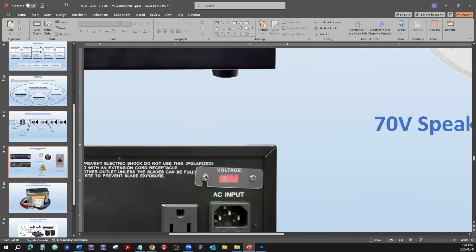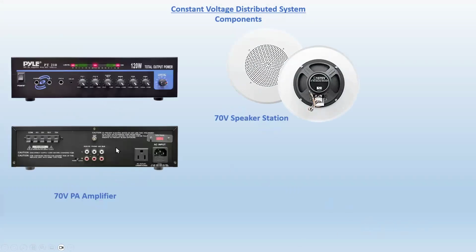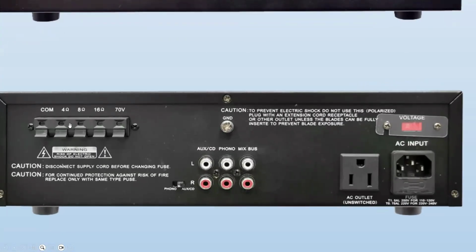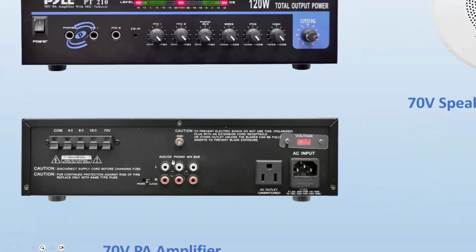Well, let me just... All right, can I zoom in here? Yes, I can. You see here, here's the back of the amplifier. Here's the common, and you can connect an 8-ohm speaker or load, 4-ohm or 8 load, 16-ohm load. And this one doesn't even have 25 volts. It just has the 70-volt output. So that main audio bus is going to go one to common and the other one to 70 volts. There you go. You have that main line.